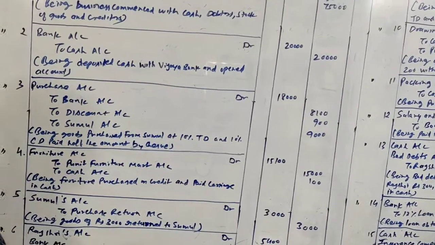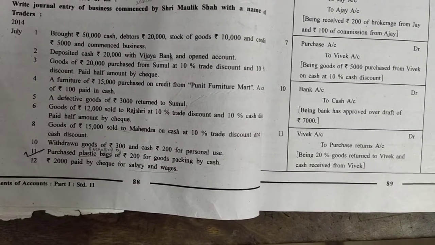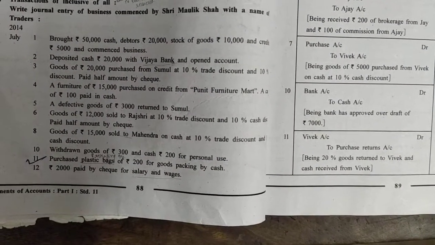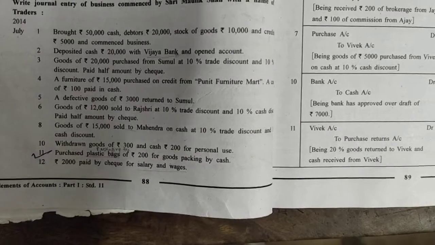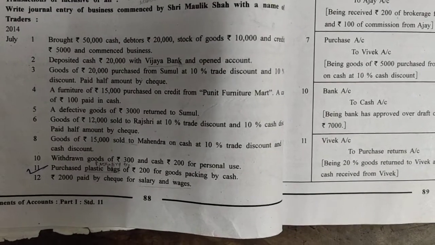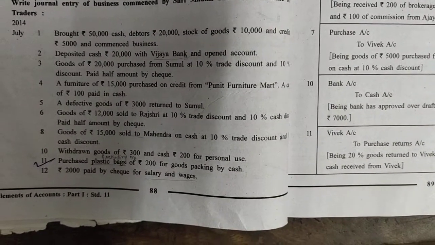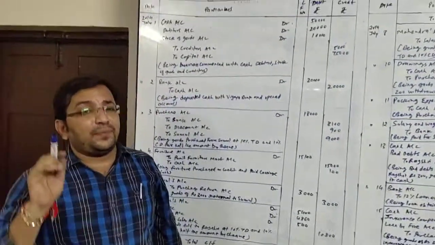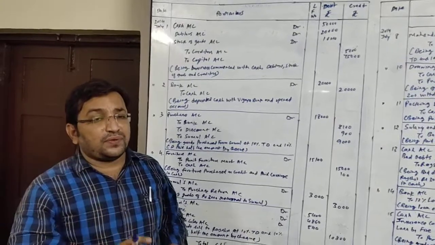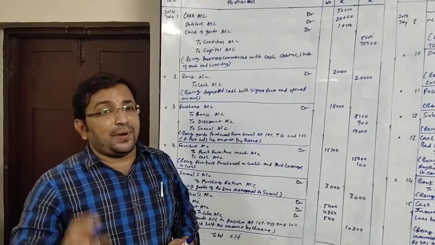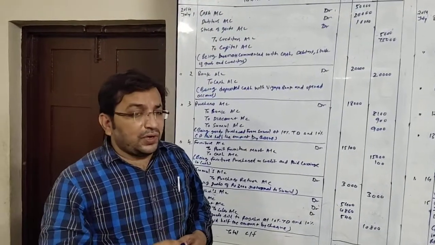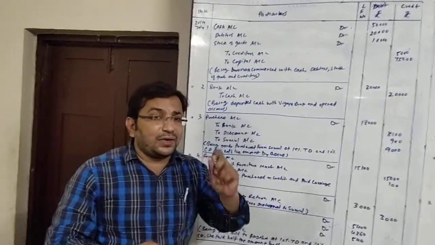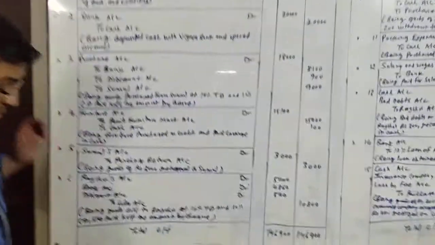Next transaction, third number: goods of rupees 20,000 purchased from Sumul at 10% trade discount and 10% cash discount, paid half the amount by check. Earlier also we have done such kind of transaction where we are purchasing goods of some amount from someone and making half payment by check. So here we will have to do the calculation. The calculation is right here.